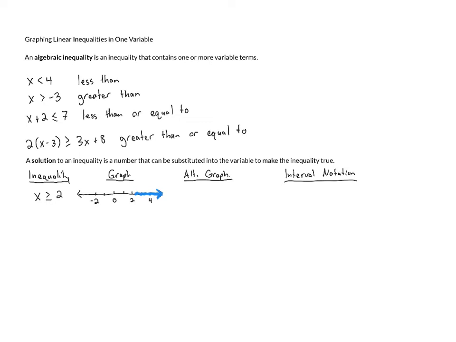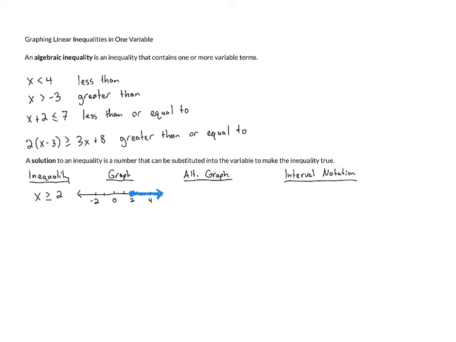Now, one more question. Is 2 itself a solution? In this case, it is, because x is allowed to be greater than or equal to 2. To express that, what we do is we put a closed circle on the 2 to say, yes, 2 is allowed to be a solution.